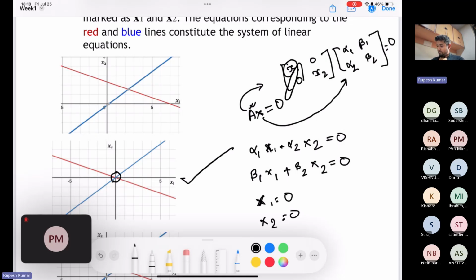Right. Okay, yeah. So I have made some mistake here. Let me just correct this.